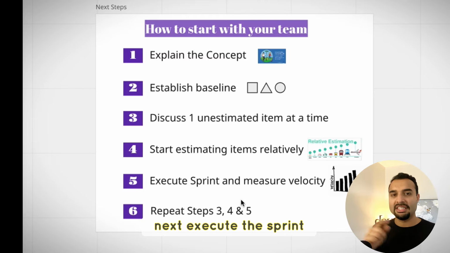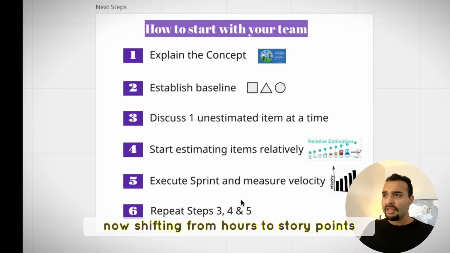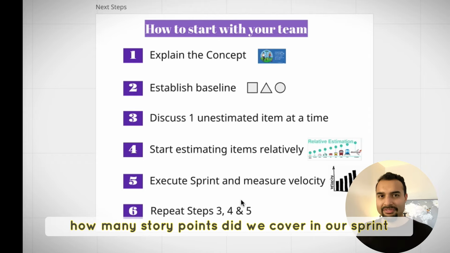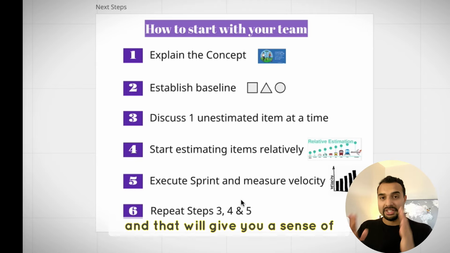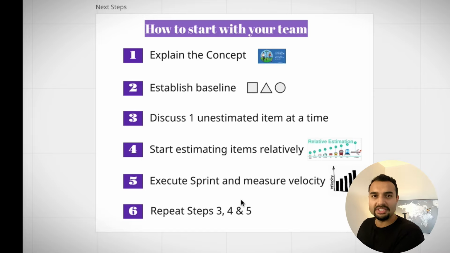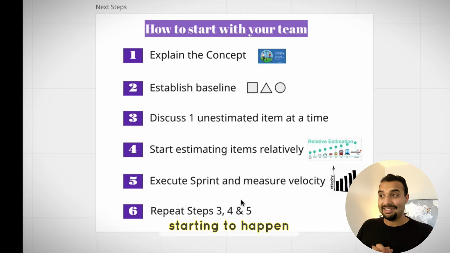Next, execute the sprint and measure velocity. So now shifting from hours to story points, you're going to measure velocity in story points. How many story points did we cover in our sprint? And that will give you a sense of how much to commit to every sprint, but also it'll give you a sense of where we can start to see our stable team performance starting to happen?